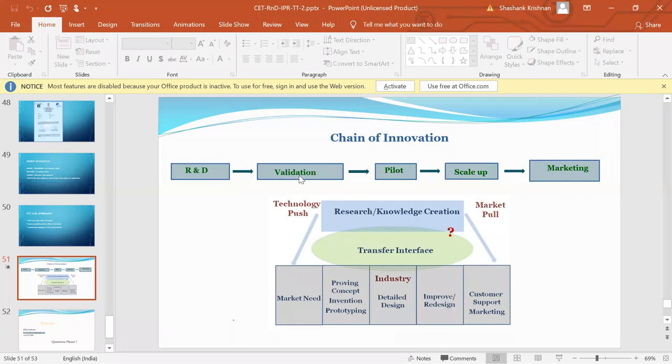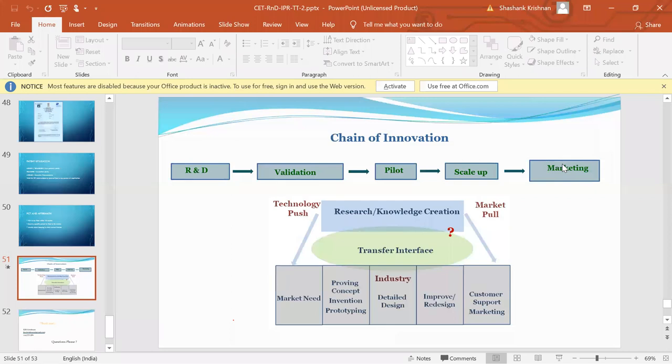This is not something which we do in CET or any academic institution or any research institution. This can happen only when the industry steps in. So you must have an eye on this when you are doing this. Only then you can go here, leave alone scale up and marketing.